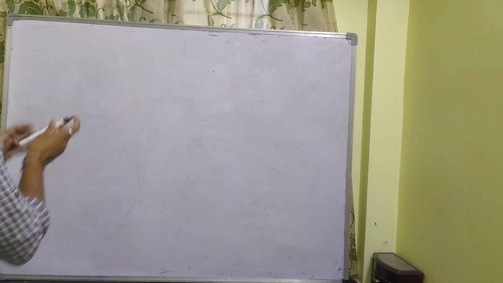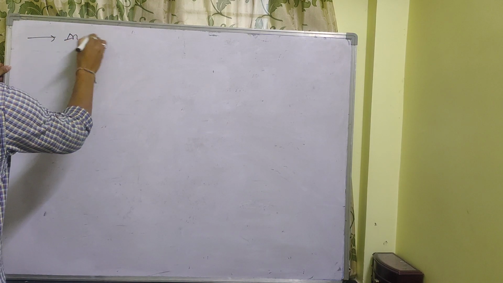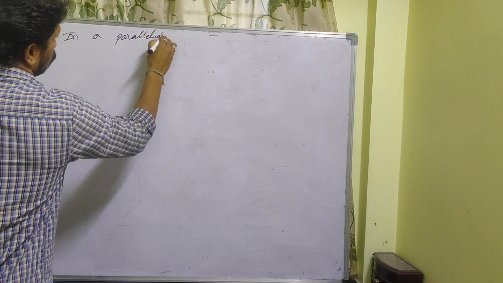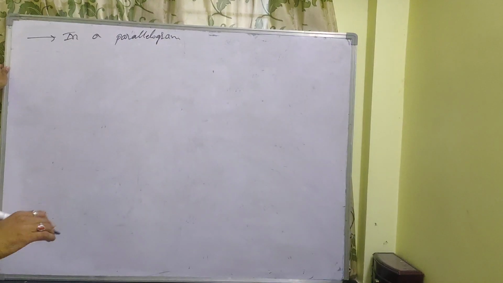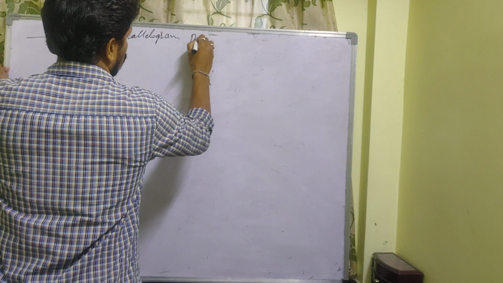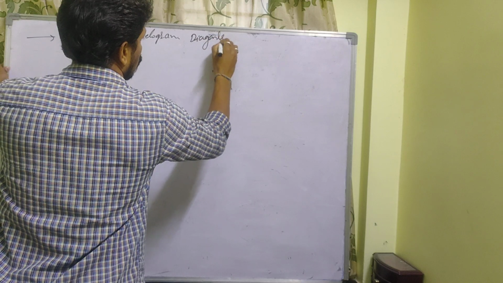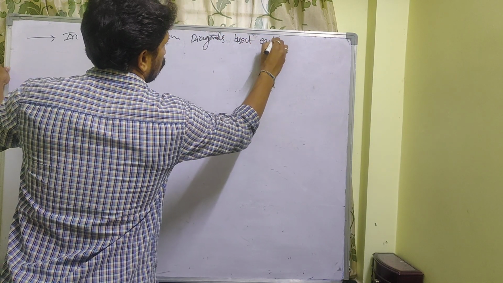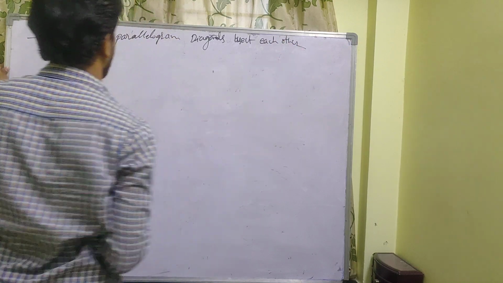Next concept is, in a parallelogram, diagonals bisect each other very clearly. Diagonals bisect each other. This is a very, very important point in a parallelogram.